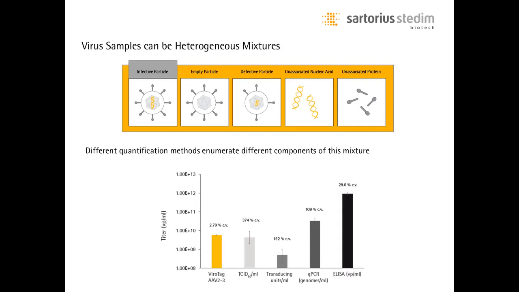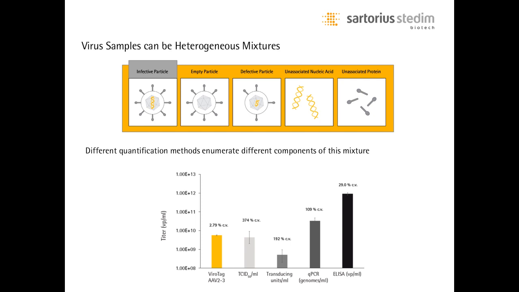Virus samples can actually be highly heterogeneous mixes of infectious particles, empty particles, and defective particles. Samples can additionally contain unassociated proteins or nucleic acid fragments that derive from unassembled viruses. Here we show at the bottom, with the AAV2 reference material from ATCC, how different quantification methods can quantify the same sample. This result emphasizes the importance of understanding which sample component each quantification method is actually looking at.